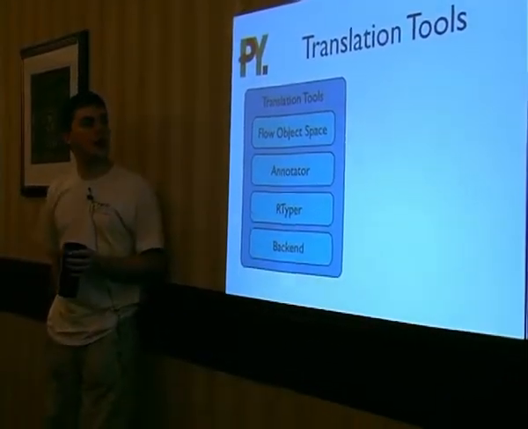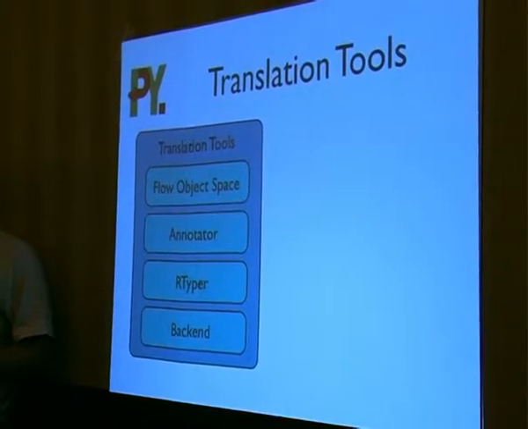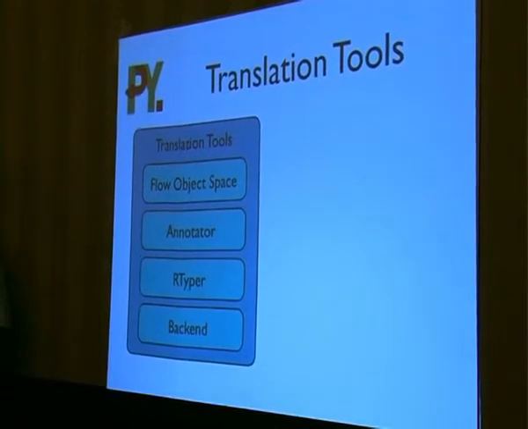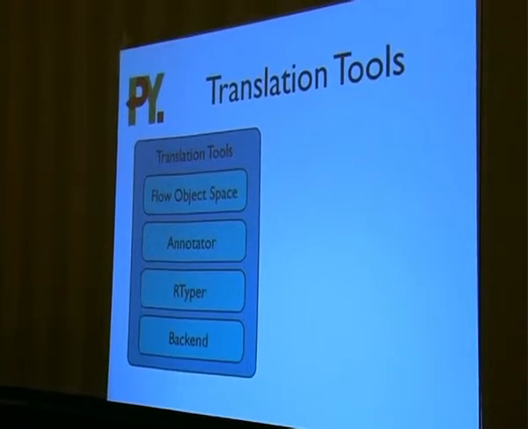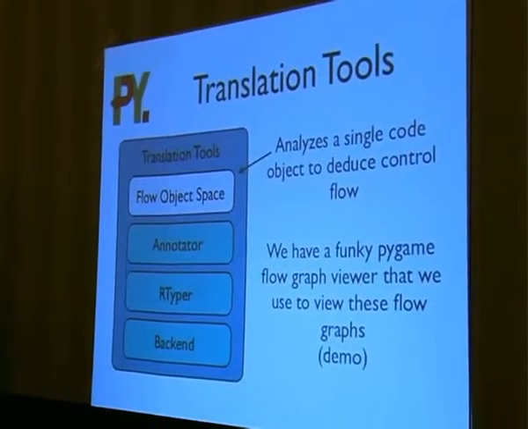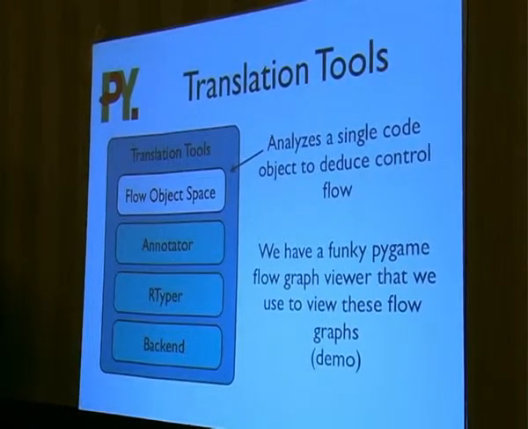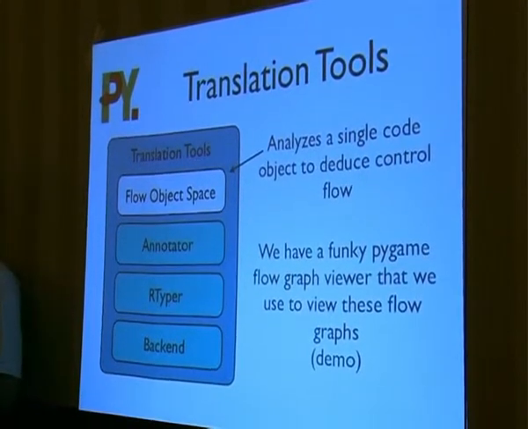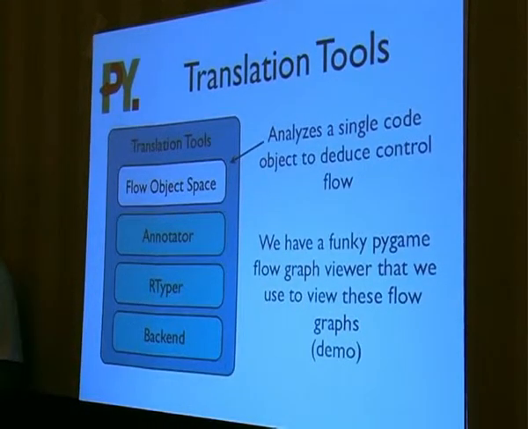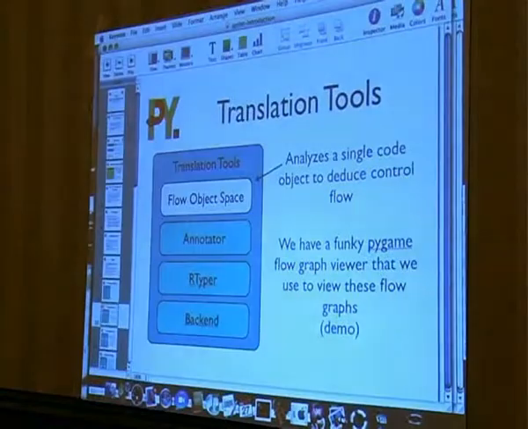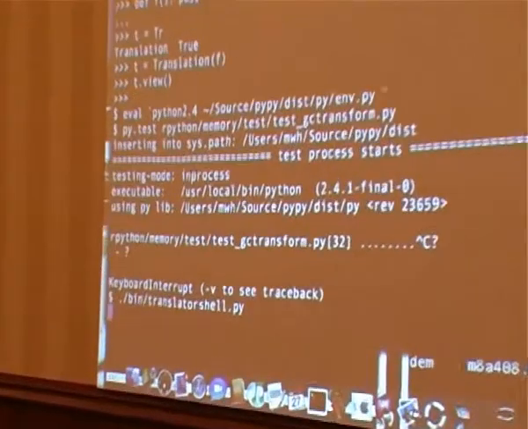So the current focus is more on the translation side of PyPy. It's reasonable to define the translation tools into 4 things. It's not that much of a stretch. The flow object space and the tools that use it analyze just one code object to work out what the control flow in that function is, rather than doing anything more than that. So we can actually demo this. The Pygame viewer, which is one of our secret weapons.